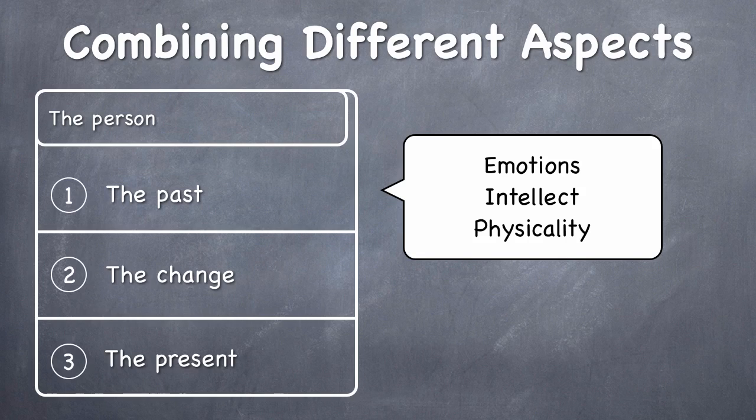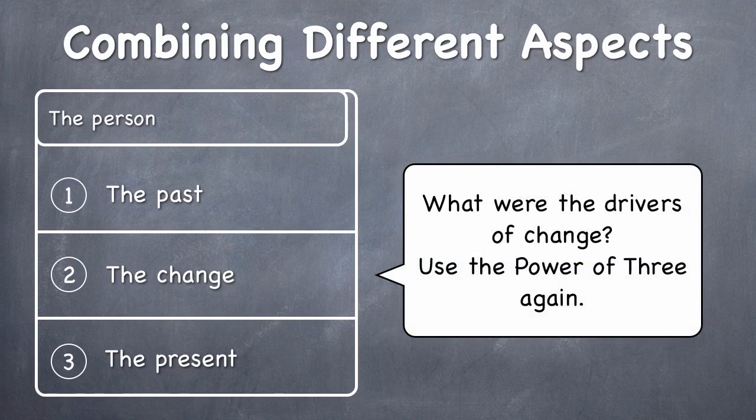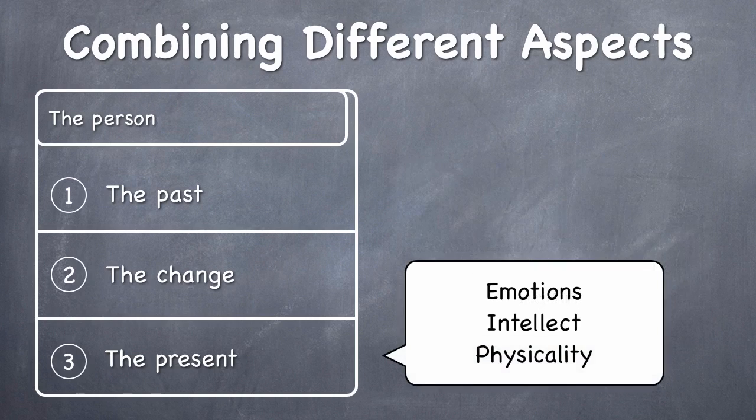Does that make sense? Next, in section 2, when you talk about the change, you can still use the power of 3. So you can ask the question, what were the drivers of change? You can be even more specific here and ask, what were the 3 drivers of change? And then you answer that question. For example, if the person went to college, maybe it were peers, maybe it were the professors, and maybe it was the pressure of having to submit work on time. And then those three factors changed this person. And now as a result, in section 3, how is this person again in terms of the emotions, in terms of the intellect, and in terms of physicality? Does that make sense? Okay, great.